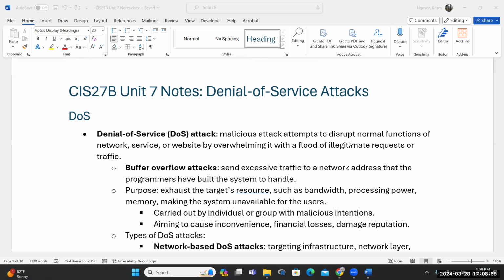The common target that you see would be web servers, because web servers are publicly available. So let's imagine that we have an e-commerce website, and our users are logging in or looking at different items.